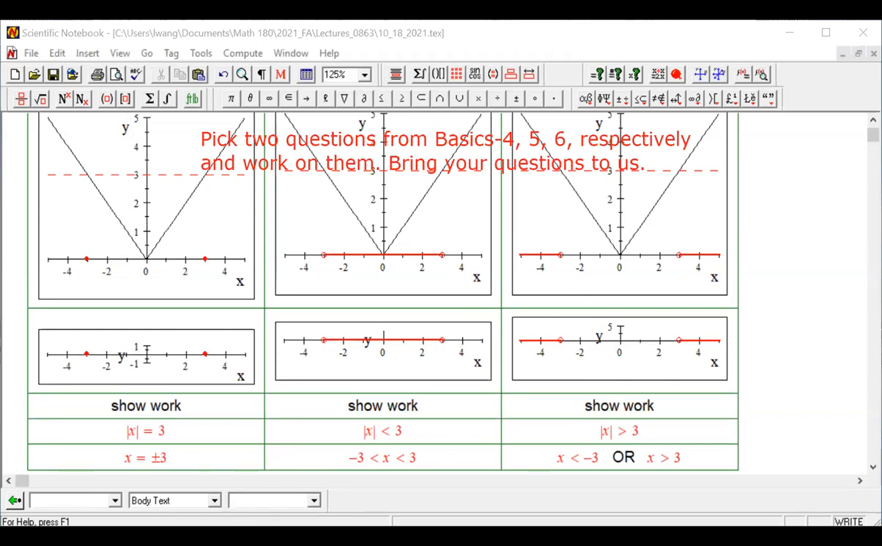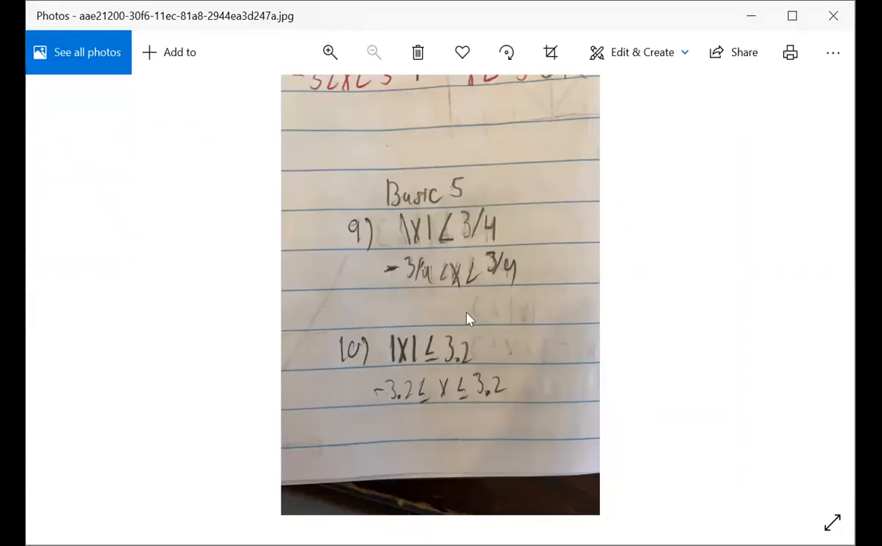Oh, wait. Sorry, I was a little slow on downloading. Okay, so this is the submitted work. Absolute value less than 3/4 and x is between -3/4 to +3/4. That's good. And the next one. Good. Both are correct. That's how you show your work.